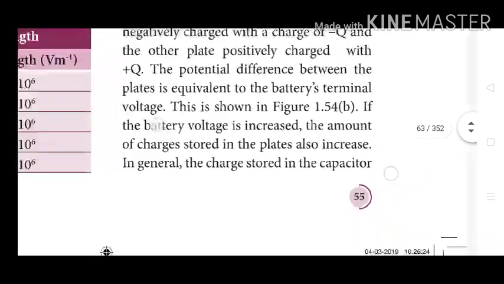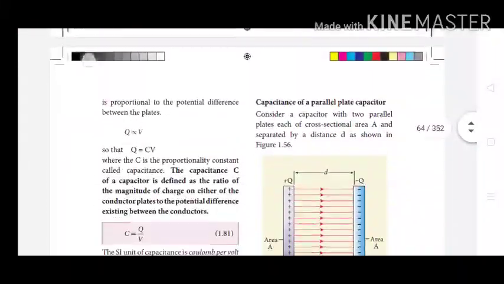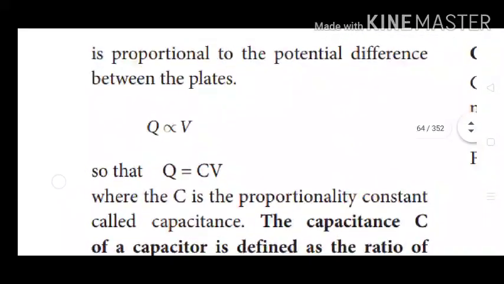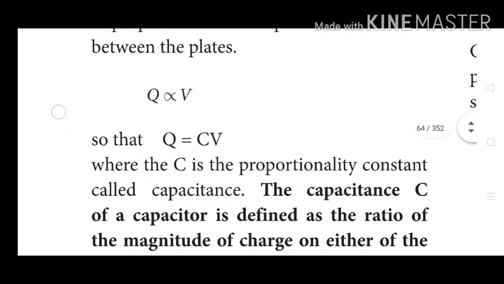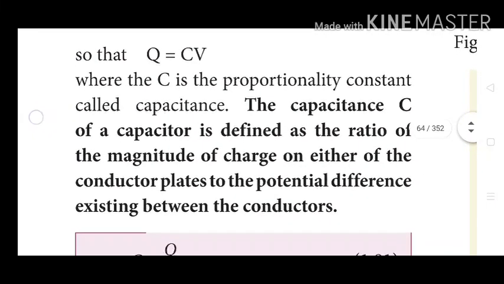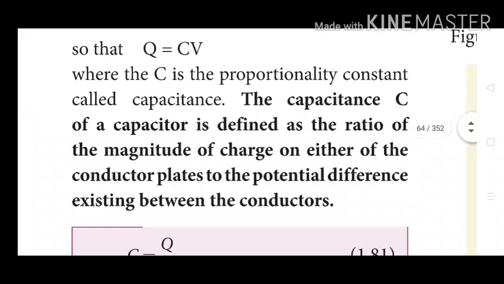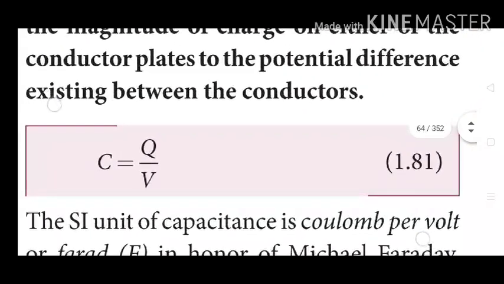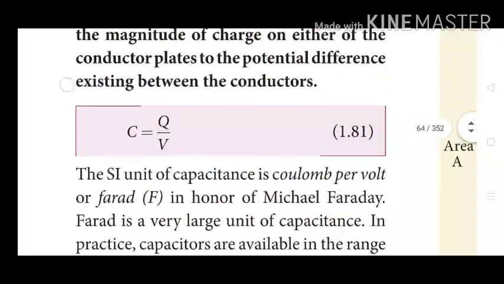In general, the charge stored in the capacitor is directly proportional to the potential difference between the plates. That means Q is directly proportional to V, so that Q is equal to CV. Here C is a constant called capacitance. The capacitance of a capacitor is defined as the ratio of the magnitude of charge on either of the conductor plates to the potential difference existing between the conductors. Children, this is the definition of capacitance. Very important 2 mark question. The ratio C is equal to Q by V.